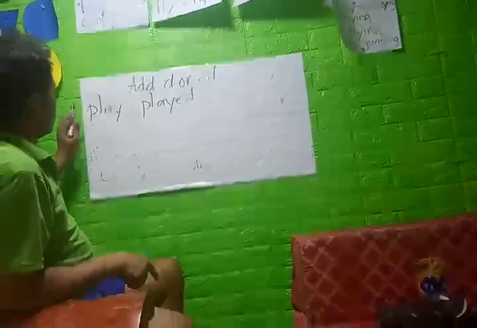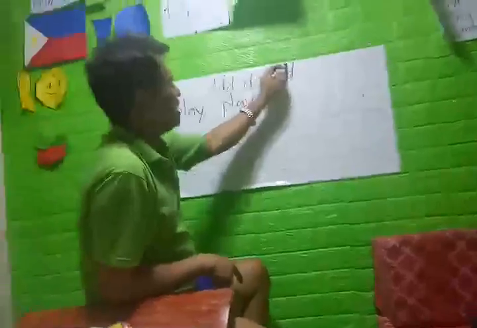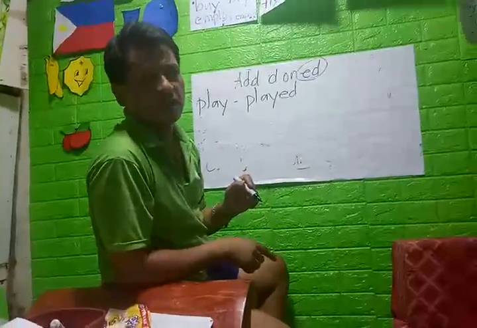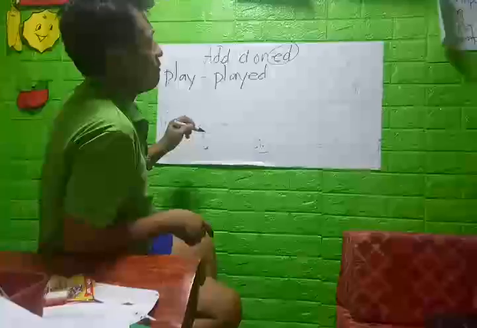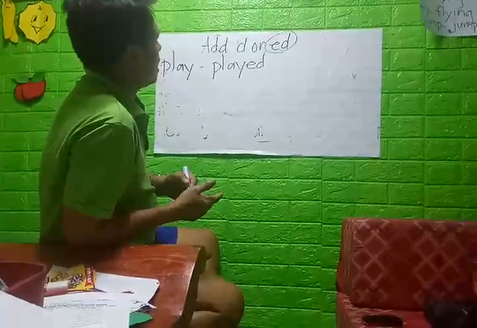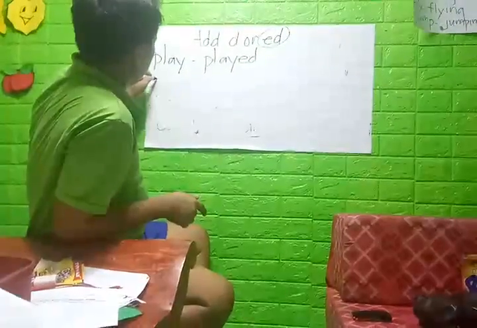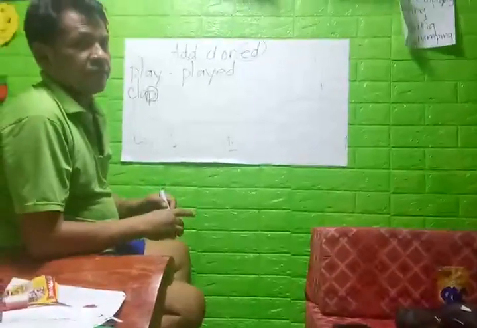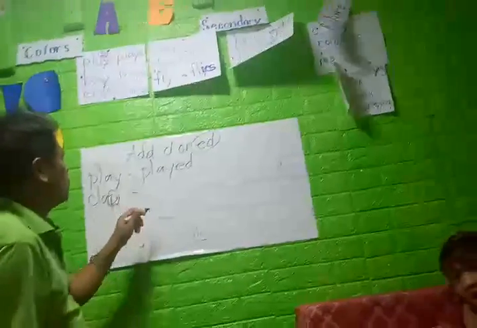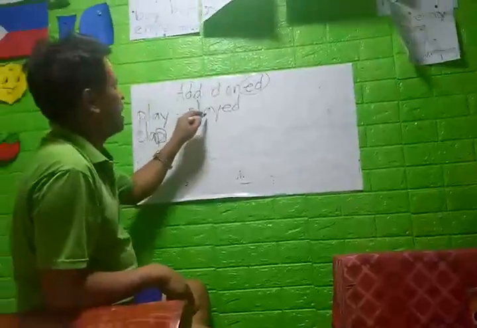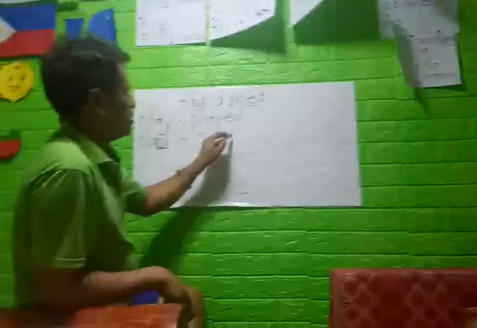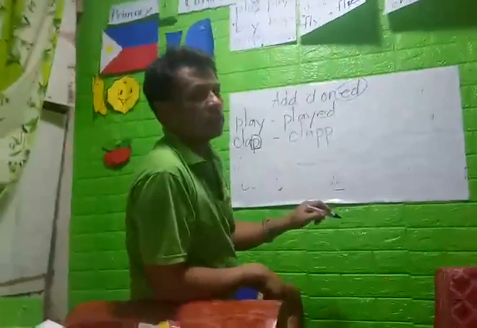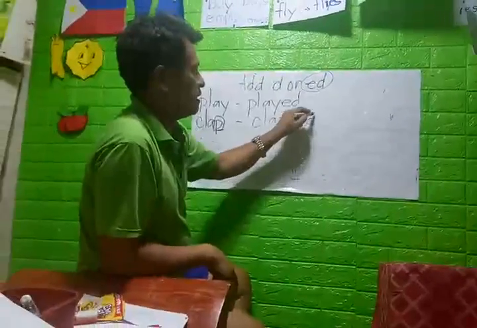Kailan tayo nag-a-add ng ed or d alone? Let's say, for example, if you will be using clap. So, in the case of clap, the final sound is p. So, all you have to do is double the final sound, then add the ed. So, what is the final sound? The final sound is p. So, you are going to double it. So, clapped, with the ed.